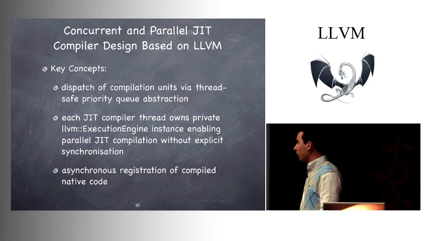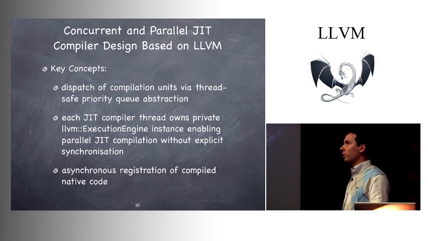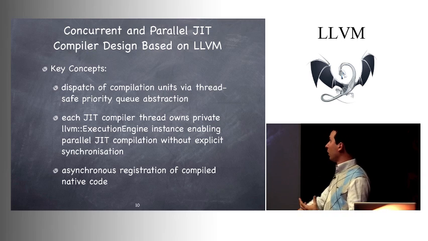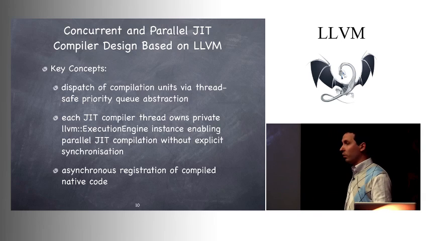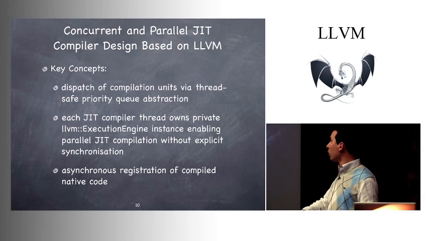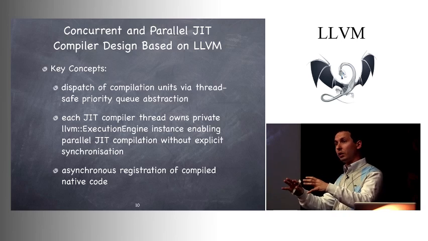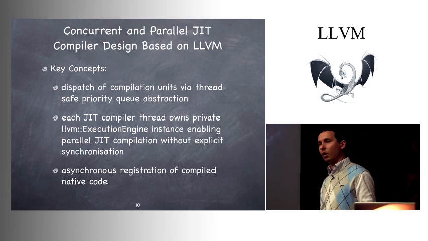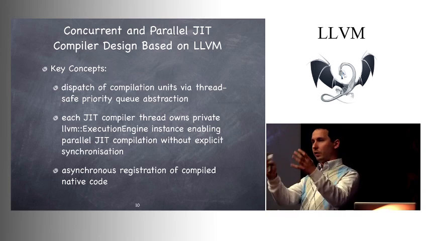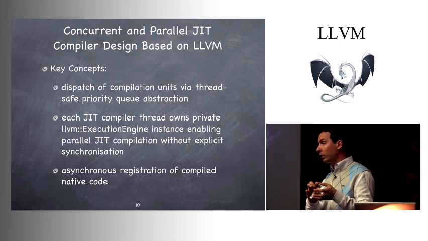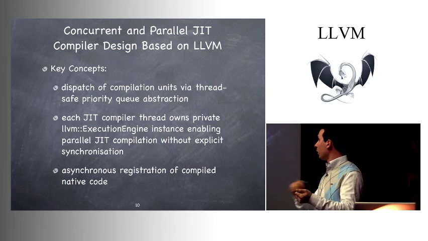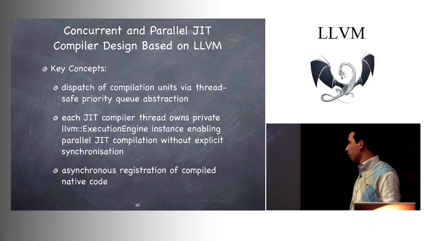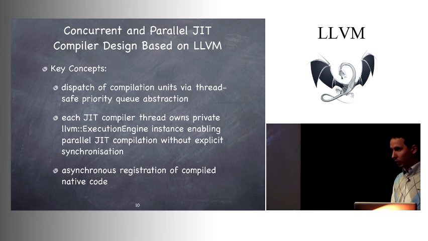Now, just to quickly reiterate, the key concepts for this design are: you have this execution loop that dispatches compilation units via a priority queue, and then you have this JIT compilation task farm where each JIT compilation thread has its own instance of an execution engine. It's really a little JIT compiler on its own, and it pulls the compilation units and compiles them. And of course, the asynchronous registration of compiled native code.